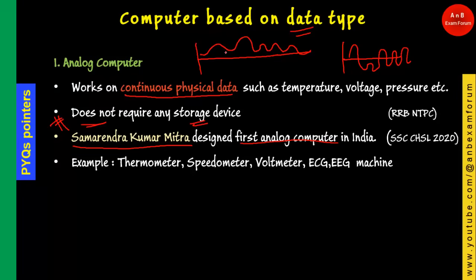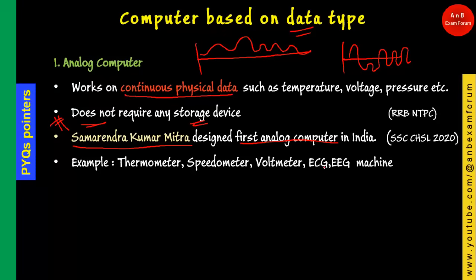Okay, so based on that some action is taking place, and once that temperature stabilizes, you are displaying on the mercury bar that you have a temperature of 100 degrees. So you are giving the output. Similar to a speedometer. A speedometer basically works on speed, which is a physical quantity changing over time, so it is again some sort of analog computer. Similarly, ECG and EEG machines are all analog computers.